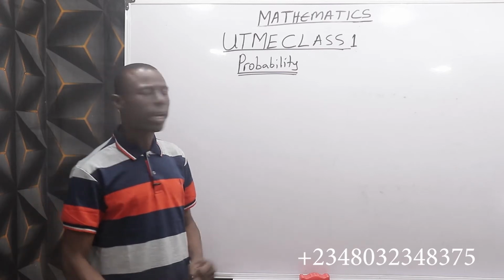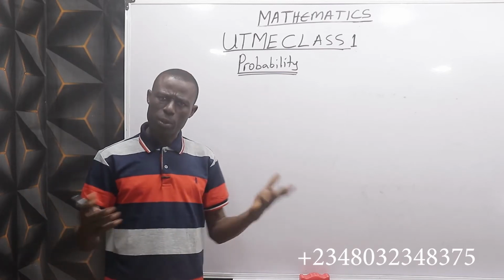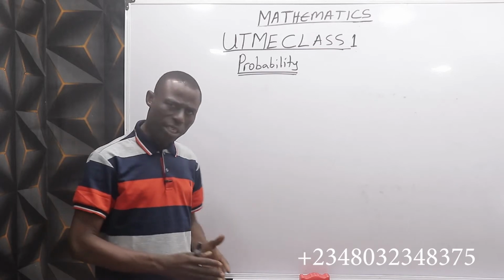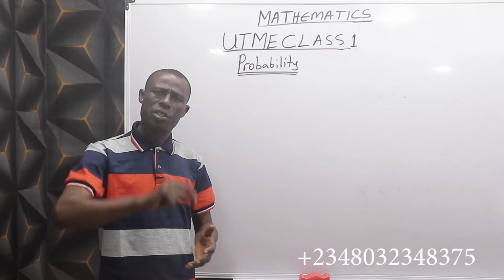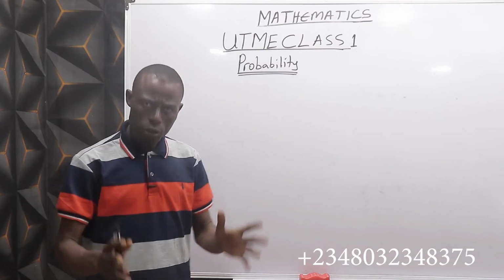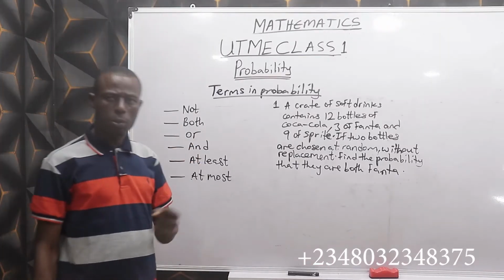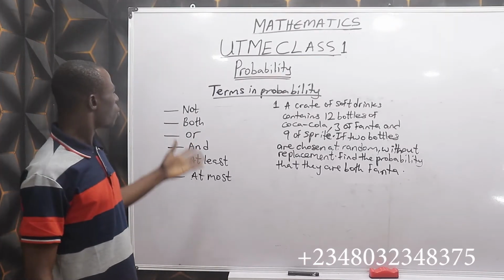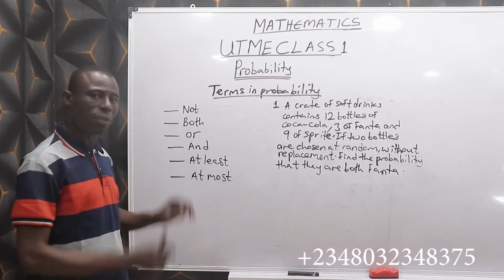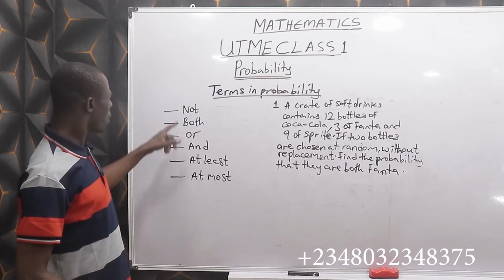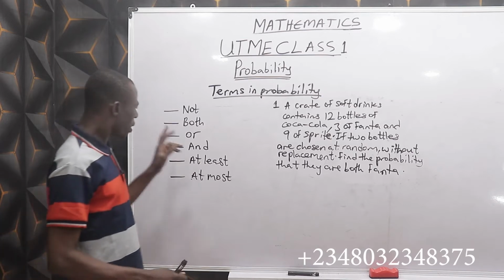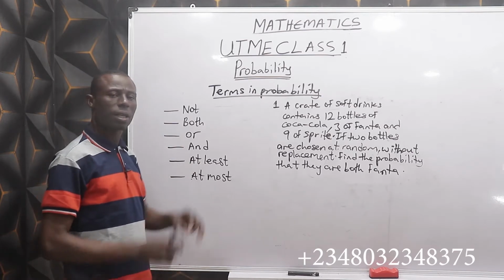We are starting straight away with probability. What is probability, by the way? Probability is a measure of likelihood. Probability is otherwise defined as number of required outcomes all over number of possible outcomes. We have the following terms in probability which you must understand perfectly before facing questions on probability: not, both, or, and, at least, at most.